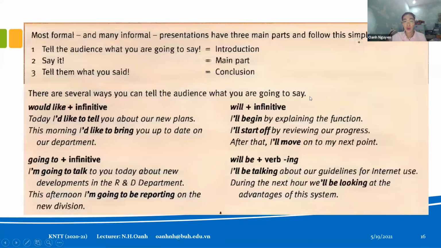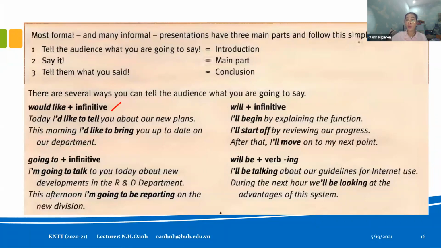Now, we have several ways to tell the audience what you are going to say. We can use the first group. The first structure is to say, I would like to tell you about this. I would like to present to you. I would like to illustrate, okay, what we have done so far in our research paper.